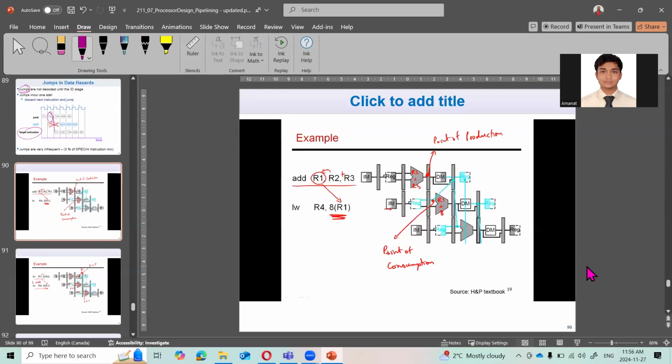So for this example, can anyone tell me how many stalls do we need, or do we actually need any stalls? These can be good exam questions, right? Like a picture and then two instructions, and I can ask how many stalls, and a multiple choice: 0 stall, 1 stall, 2 stall.